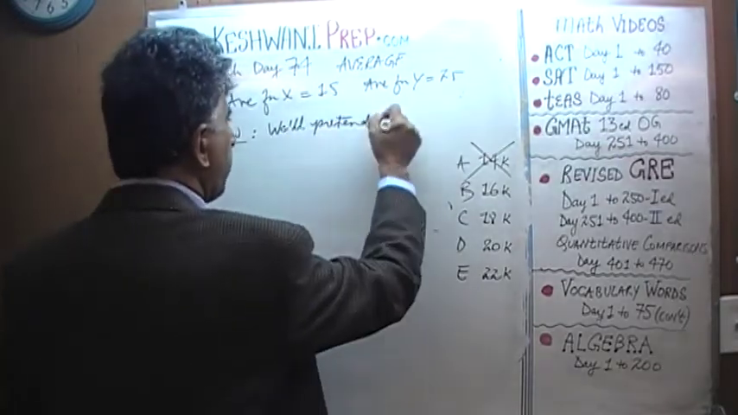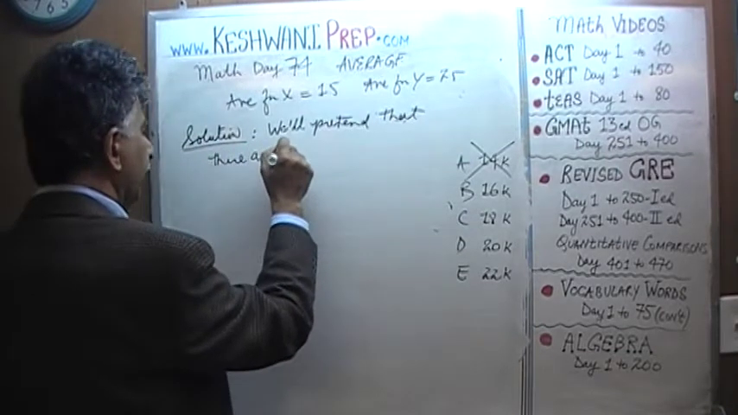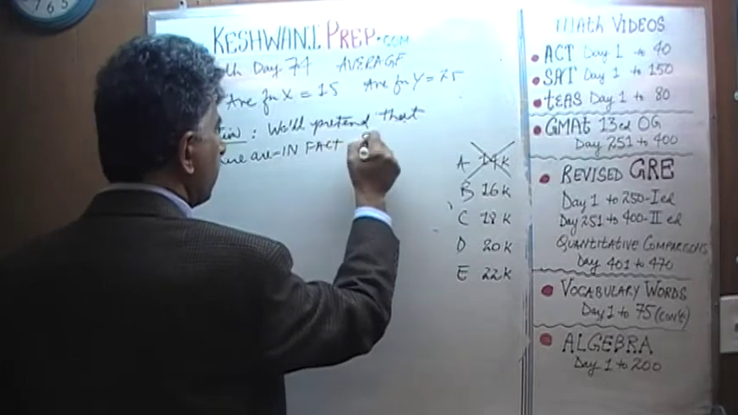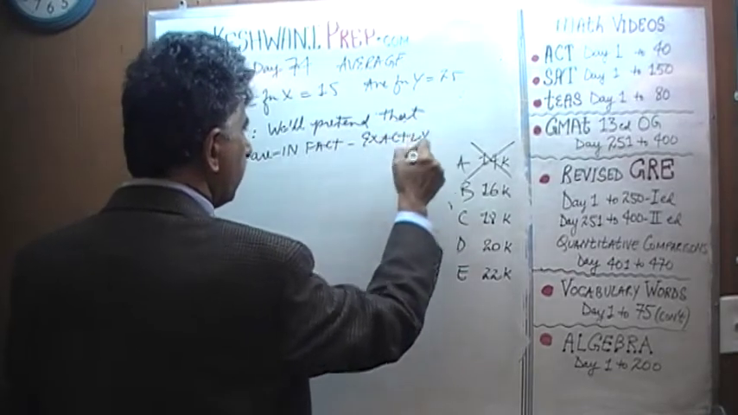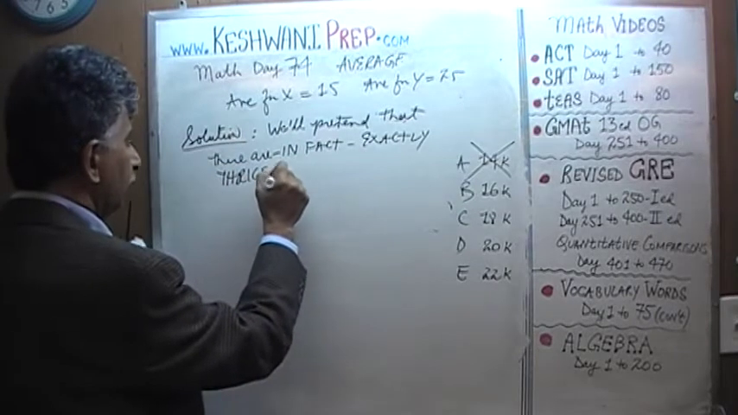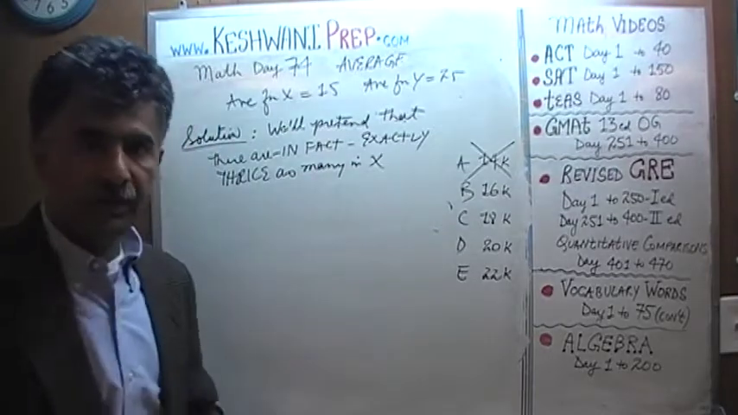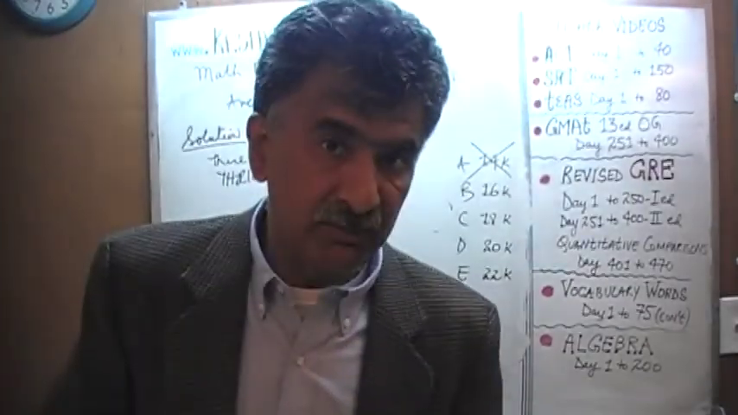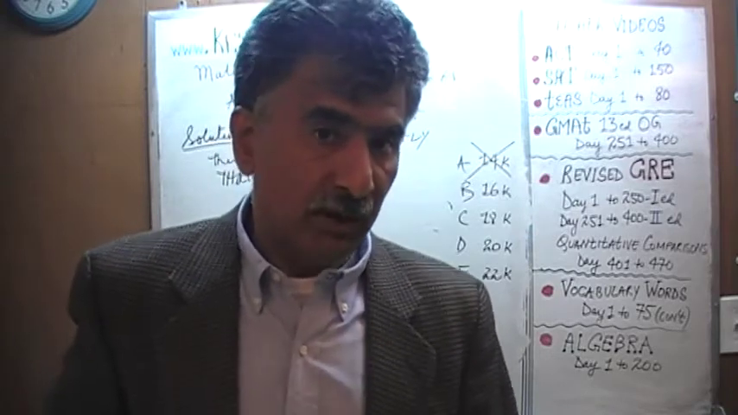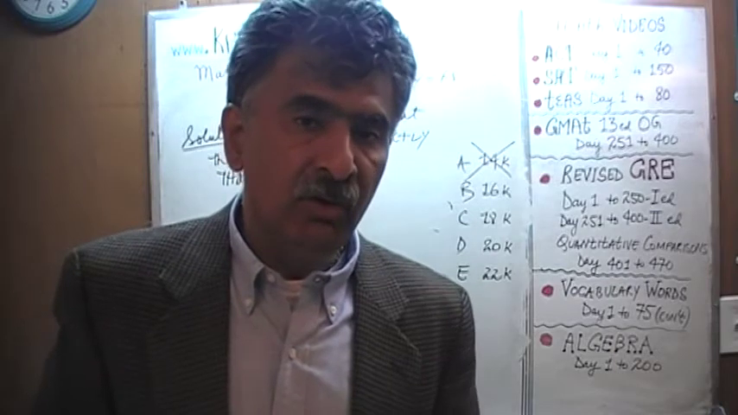We'll pretend that there are, in fact, exactly thrice as many in X. We are told that there are more than three times as many people in department X as there are in department Y. To start out with, to keep our life simple, let's ask ourselves, what would the average have been?